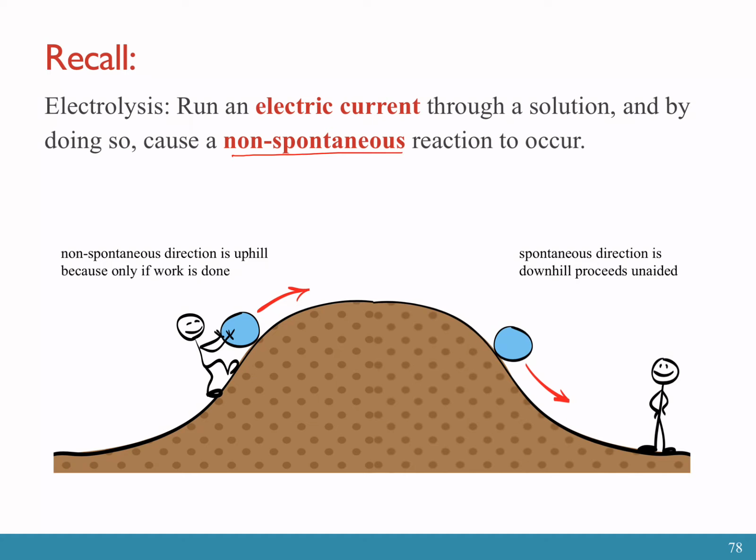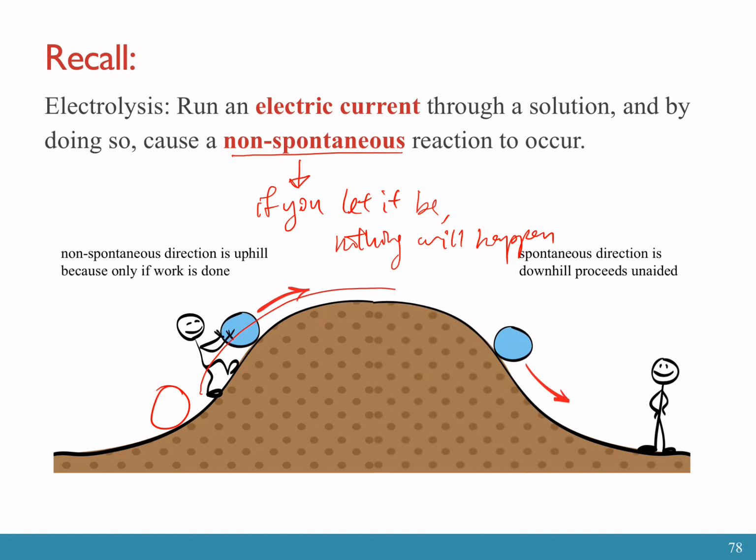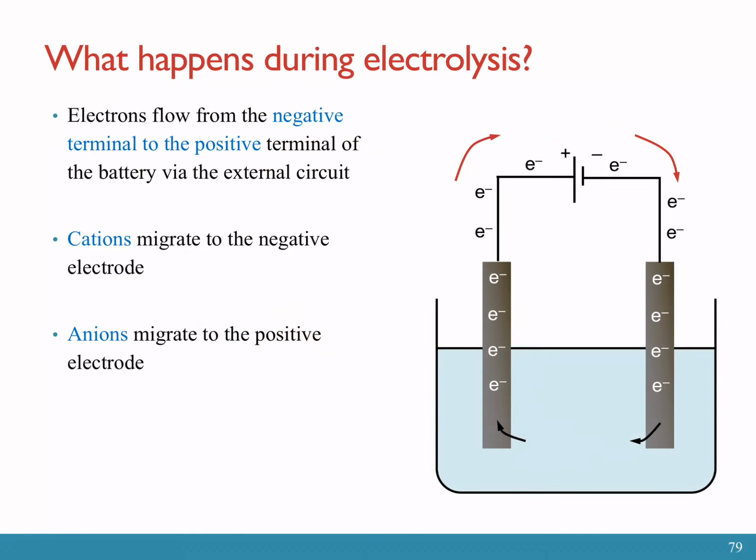Okay, so what is non-spontaneous? It means that if you just let it be, nothing will happen. It's like if you put the ball here, it will not spontaneously roll up and go down by itself. You need to put in some energy to push it up. So electrolysis is to give it that push with the electrical current.